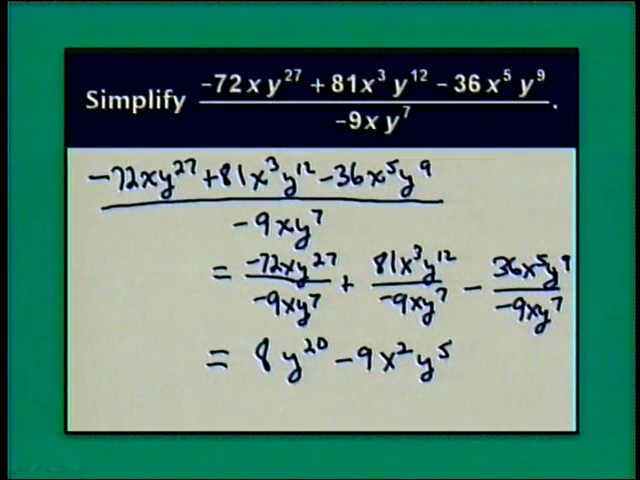How about my final term? 36 over -9 is -4. Subtracting -4 makes the coefficient +4. X to the 5th over x, that's x to the 4th. Y to the 9th over y to the 7th, that's y squared.